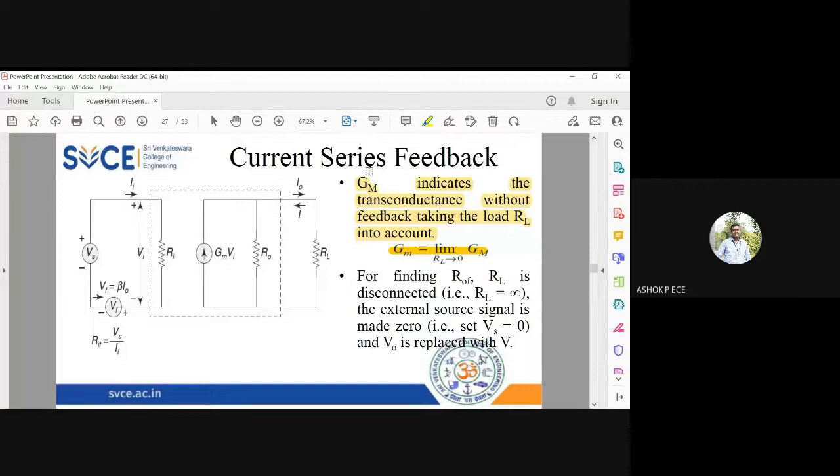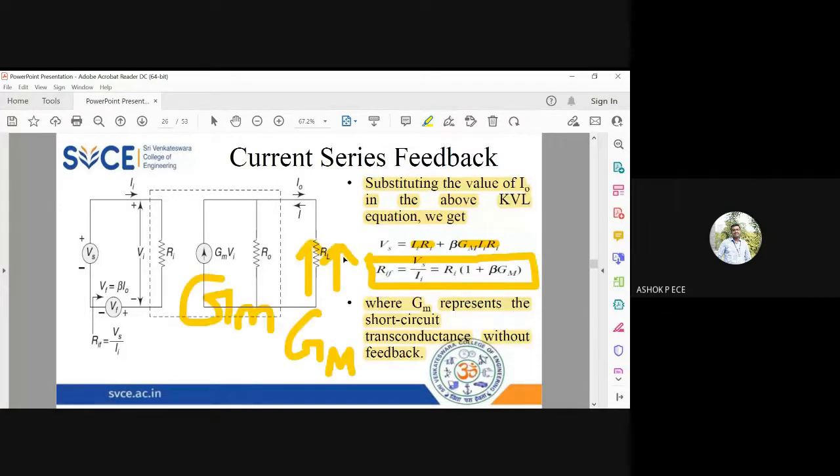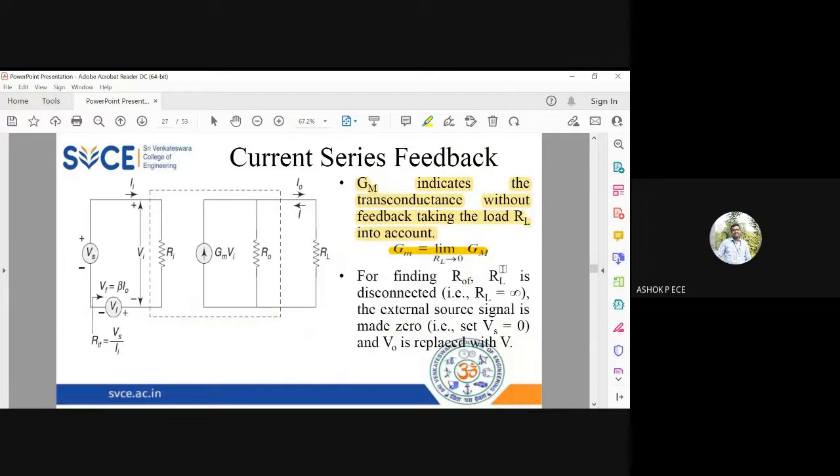So we have proved that for current series feedback, the input resistance after feedback is going to increase. We have proved circuit-wise that Rif equal to Ri into 1 plus beta GM. Which means that my input resistance after feedback is going to increase enormously by this factor 1 plus beta into GM.